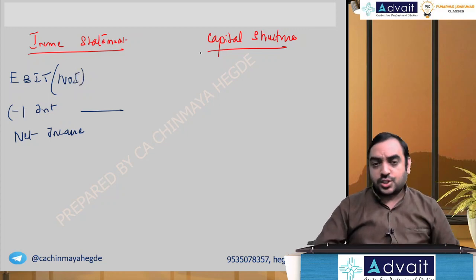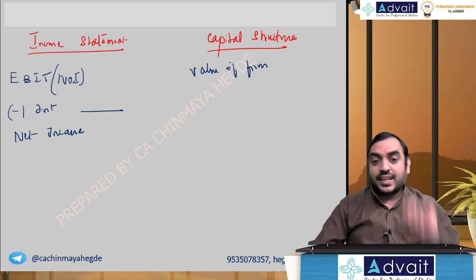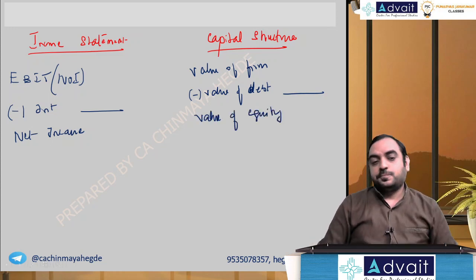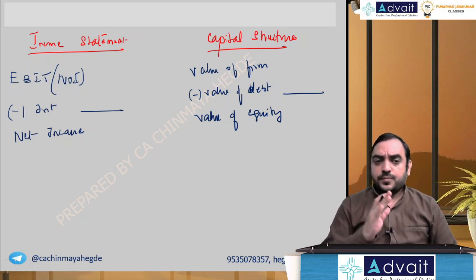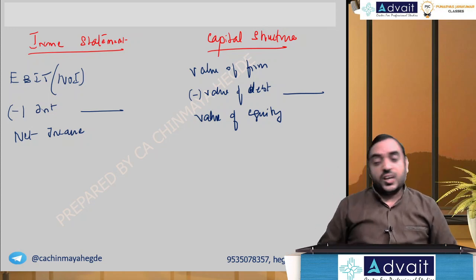Now, capital structure is the value of the firm. Value of the firm means what? Capital employed. Debt plus equity, capital employed. If we subtract the value of debt, what you get is the value of equity. EBIT minus interest gives net income; value of the firm minus value of debt gives value of equity.